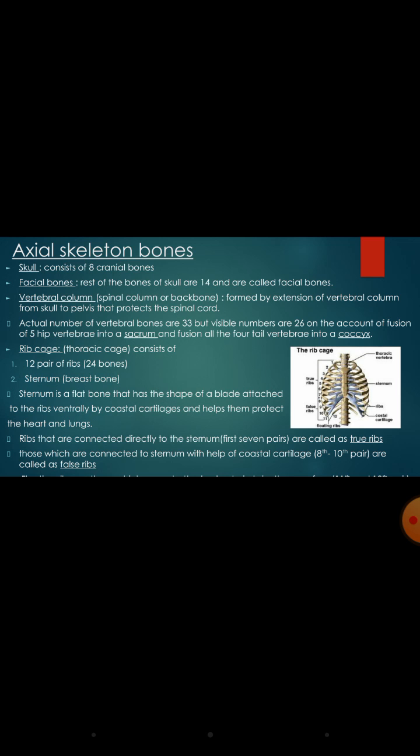Ribs that are connected directly to the sternum, the first 7 pairs, are called true ribs. Those which are connected to the sternum with the help of costal cartilage are called false ribs.